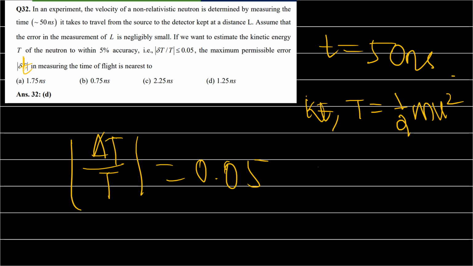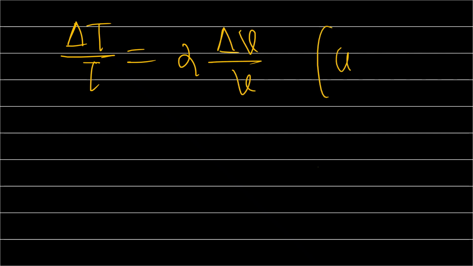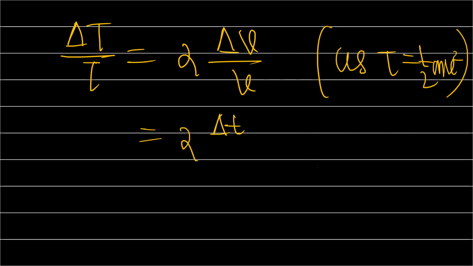Now V is nothing but L by t. So del V by V can be del t by t. So the relative error in V is equal to del t by t. Now the error in the value of kinetic energy, del T by T, is equal to 2 into del V by V, as T equal to half m v square. Now we have obtained that del V by V is equal to del t by t.